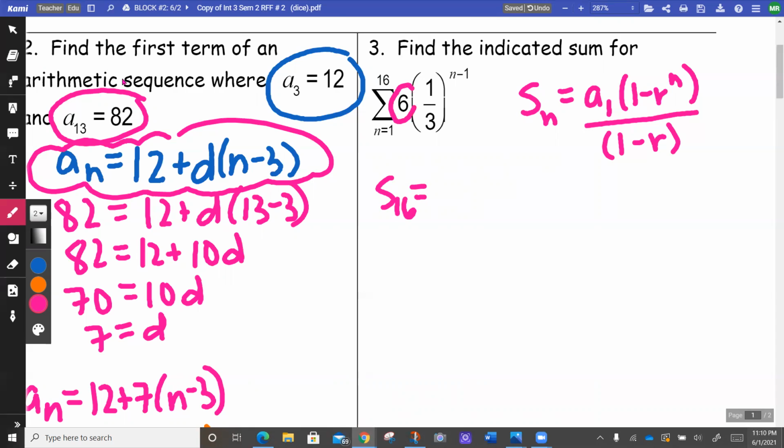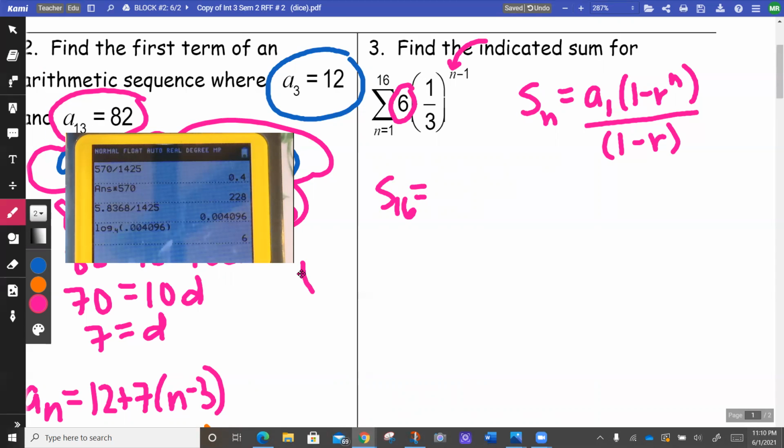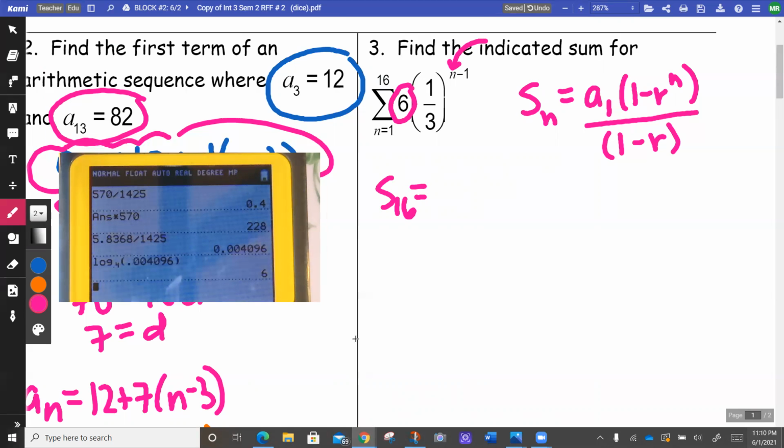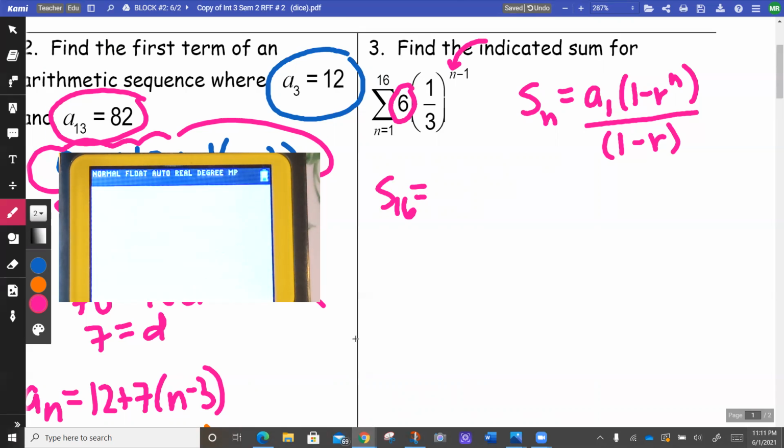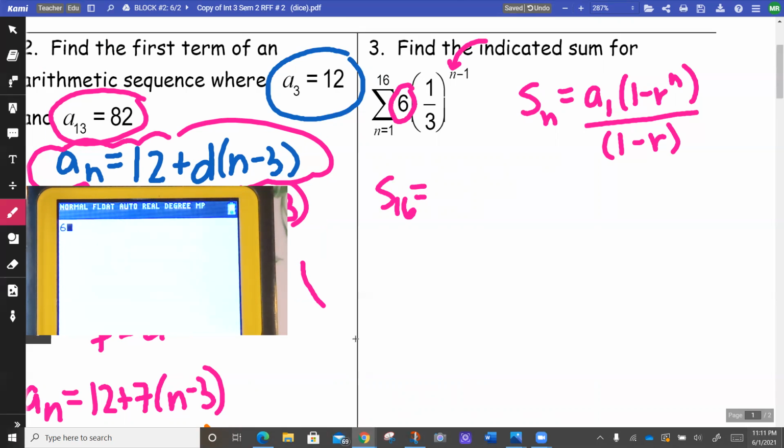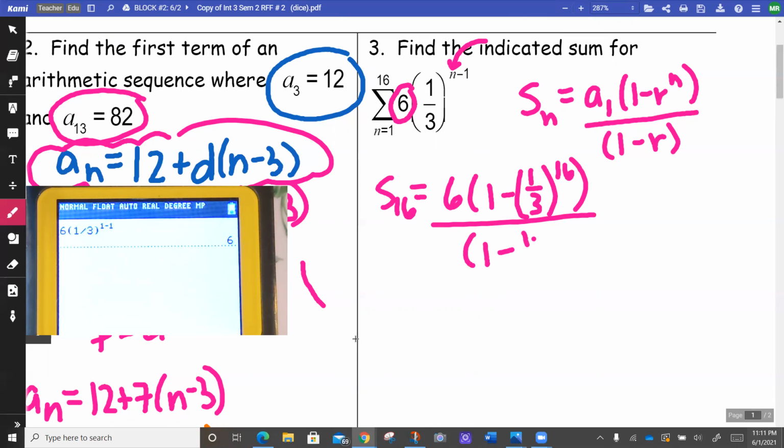My first term is the 6, but if I'm not sure, put 1 in place of here and do the math. Just make this a little bigger. Okay. So if I'm going to go 6 times 1/3 raised to the 1 minus 1, you see I got 6. Okay. So 6 times 1 minus my r, which is the 1/3, and then that's being raised to the power 16 all over 1 minus 1/3.